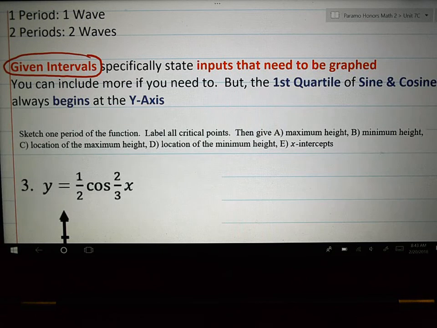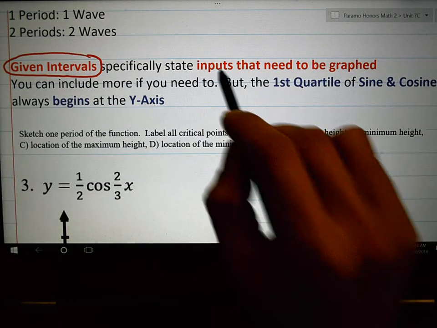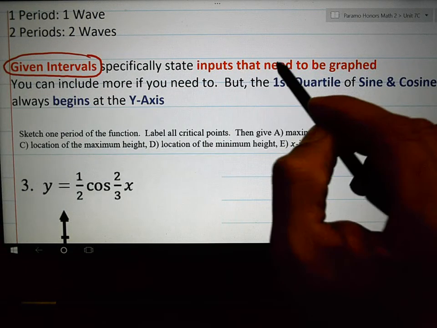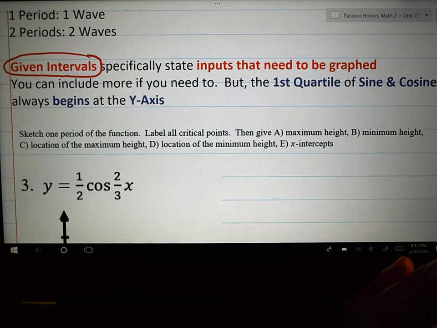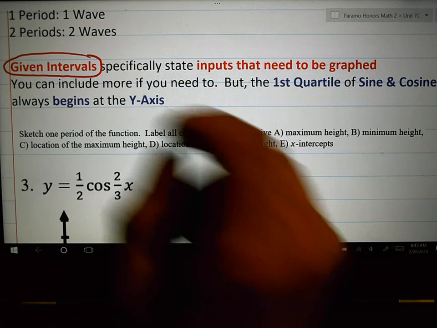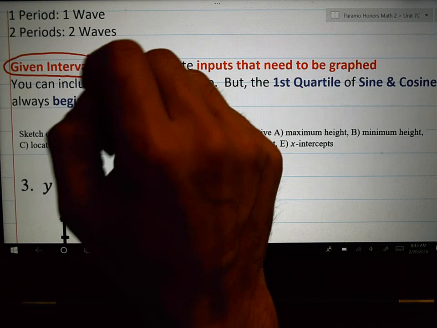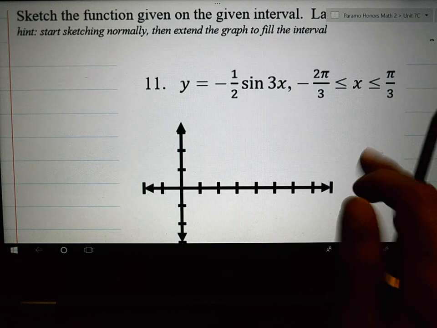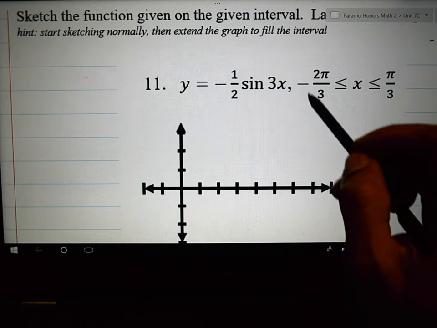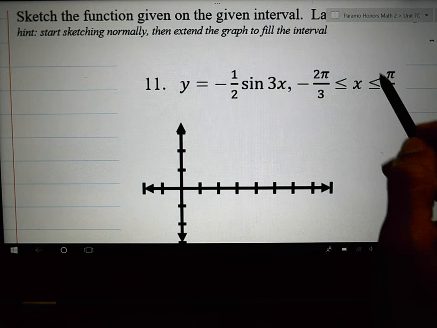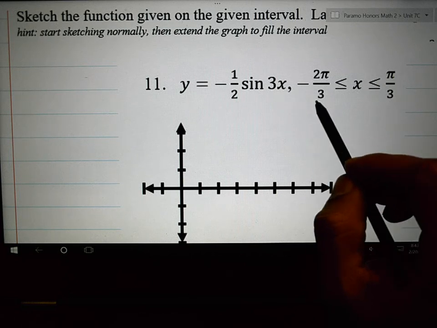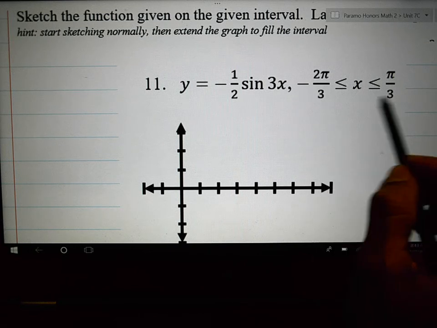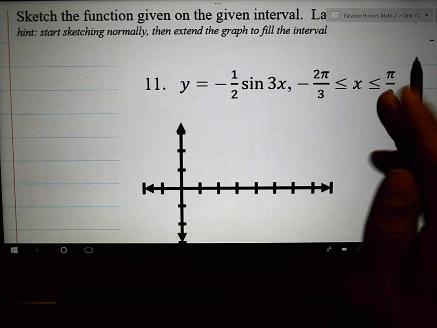They're going to give you an interval sometimes, and it's going to specifically state what you have to graph. Now, just because you are given some intervals does not mean that you are only graphing those things. They just have to include those values. I'll give you an example down here below. In this particular problem, it has a given interval. This is a given interval, just to show you. You don't necessarily graph everything, but you do have to graph between negative 2 pi over 3 to pi over 3. I'll show you how to do that in a little bit.